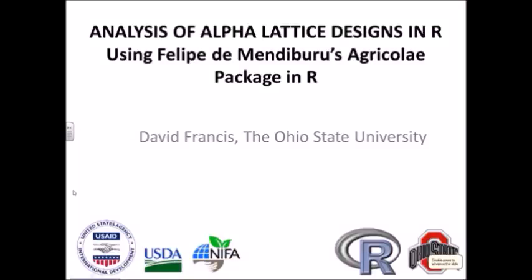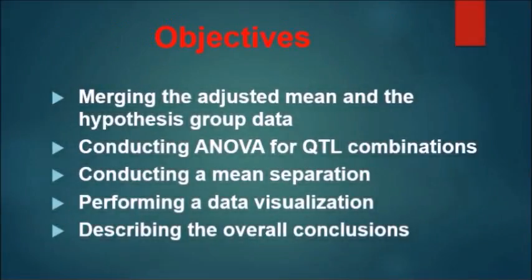This video aims to identify the most important QTL combinations to provide resistance towards MLN. Dr. Francis demonstrates the first step, including data merging between the adjusted means generated from the previous video, or video part 3, and the hypothesis group data.